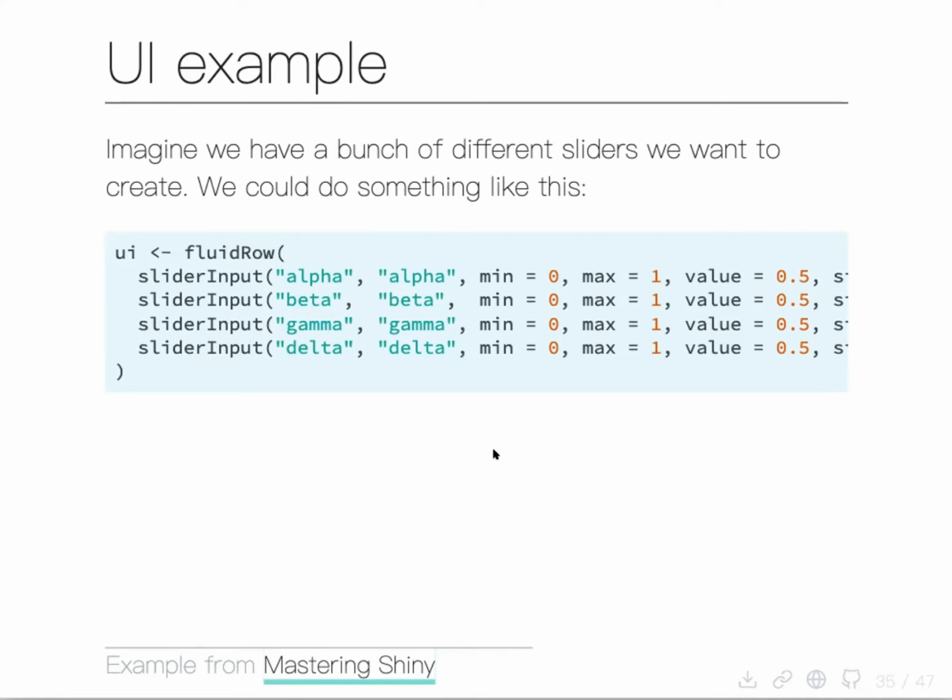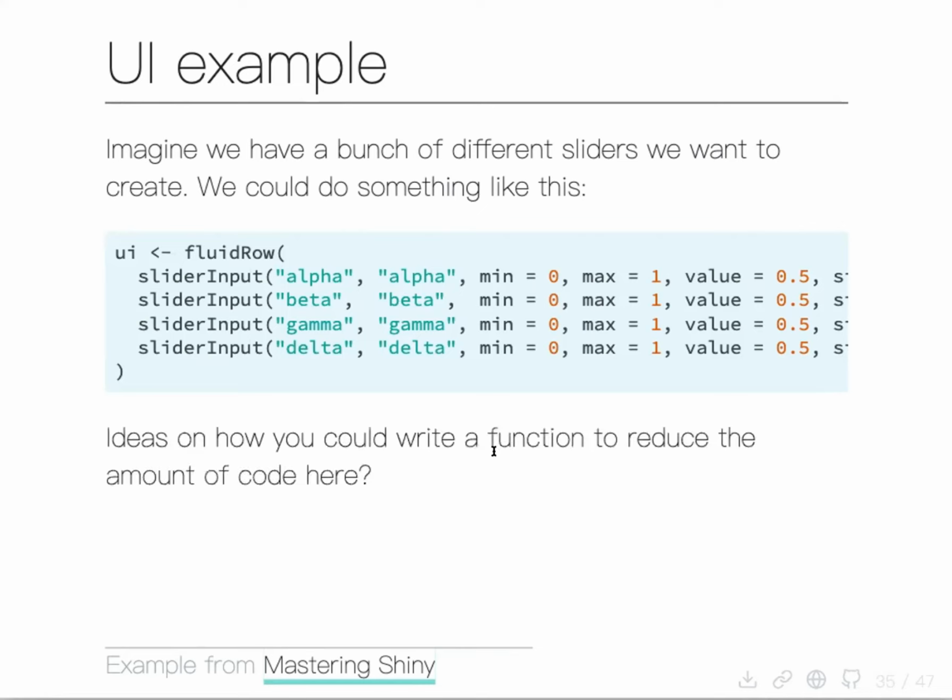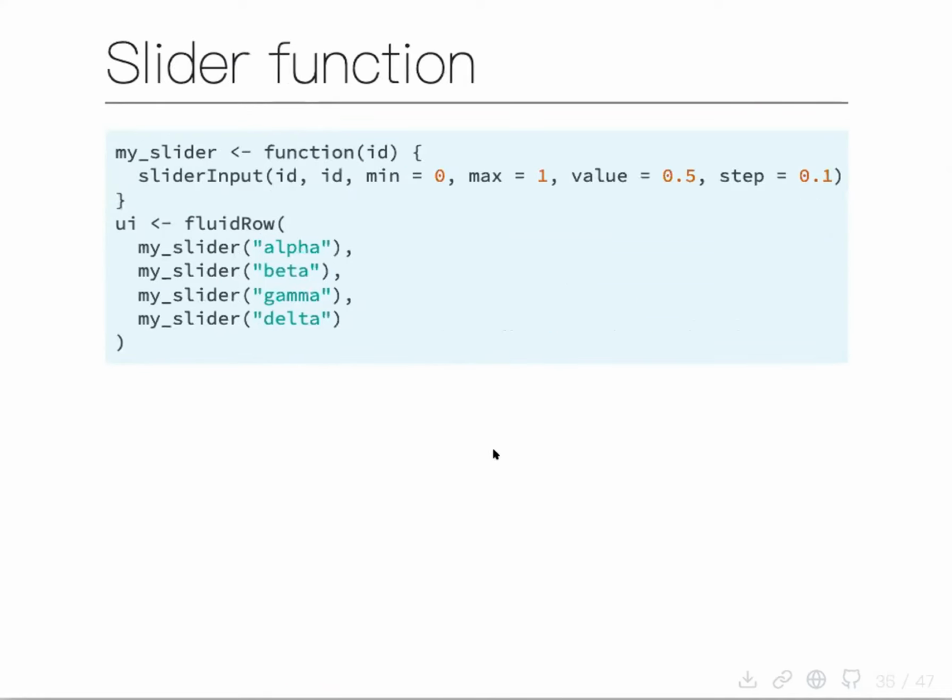Maybe use map. You could use map. Yep. I would say I would probably start with a function. This is still repetitive, but it's less repetitive. So I have a function, I'm just saying ID, and then it's going to be ID, ID. And this slider input, all of this is just the same as it was before. It's just going to insert the ID into those things. Then I can create my fluid row like this, and I just say my slider. And then I'm just changing this part.